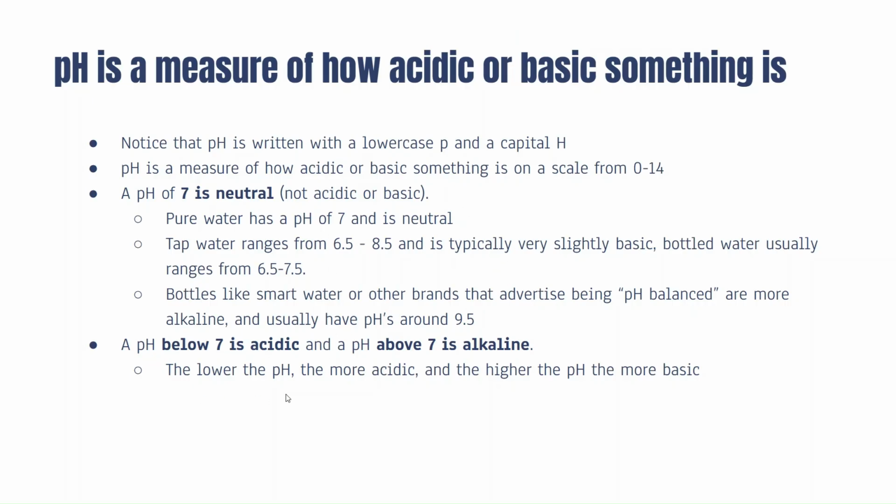Anything that is lower in pH means it's more acidic, and higher pH means it's more basic. So a pH of 1 is very, very acidic. A pH of 3 is acidic, but not as acidic as something with a pH of 1. A pH of 6, only a little bit acidic. pH 7, neutral. pH 8, only a little bit basic. And then pH 11 would be very, very basic.